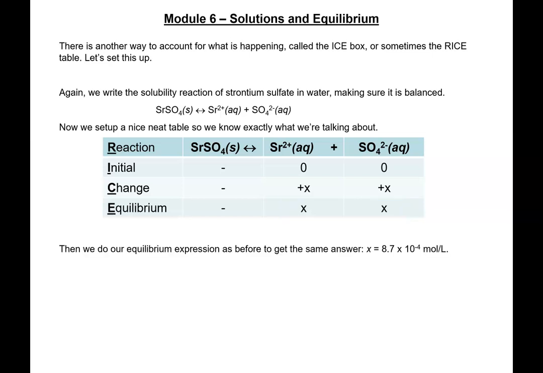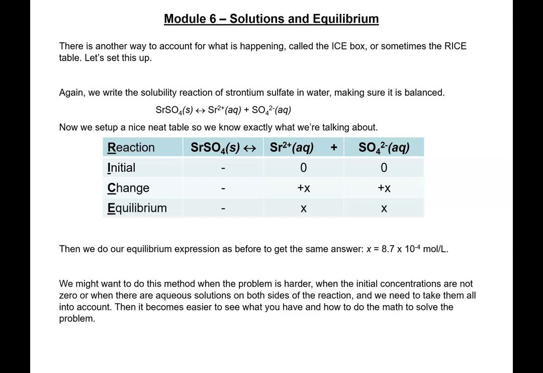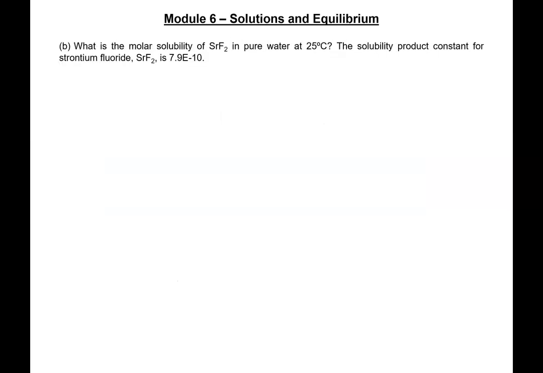So I write my equilibrium expression. I get X squared is equal to the KSP, and I get my same answer, 8.7 times 10 to the minus 4. It'll be easier to see what's happening when the problems get more complicated, and they will. Okay, part B. We're going to do the same problem, only with strontium fluoride.